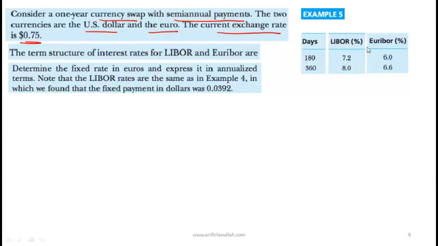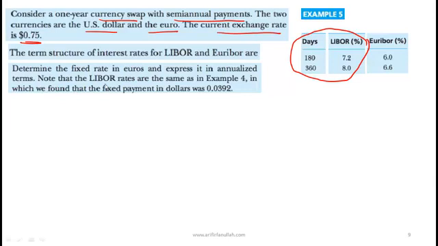Does this look familiar? It should, because this is the example we just did. So all the dollar related stuff is already done. These were the rates we used in our earlier example. It's the Euribor rates that are obviously different. Does everybody know what Euribor means? Just like LIBOR is to dollar, Euribor is to euro. All right, so determine the fixed rate in euros and express it in annualized terms.